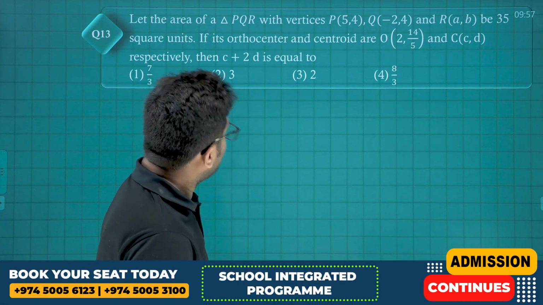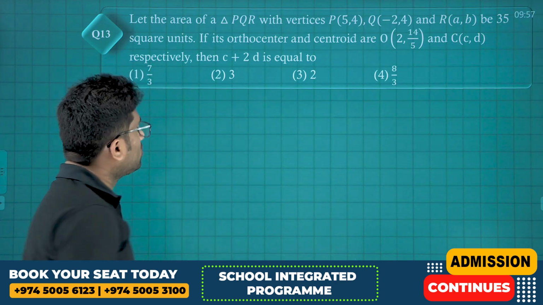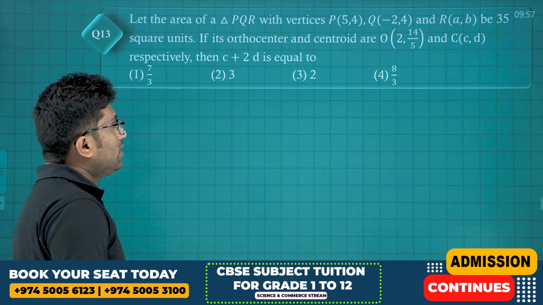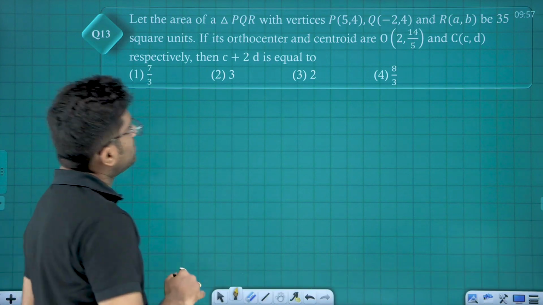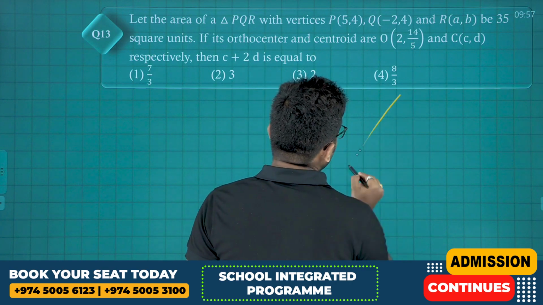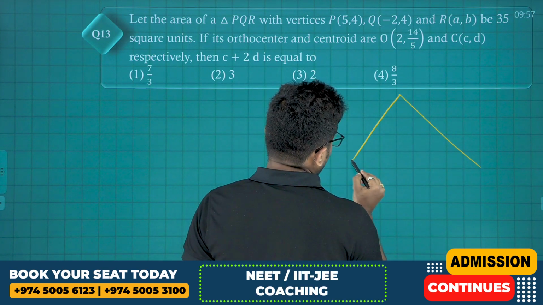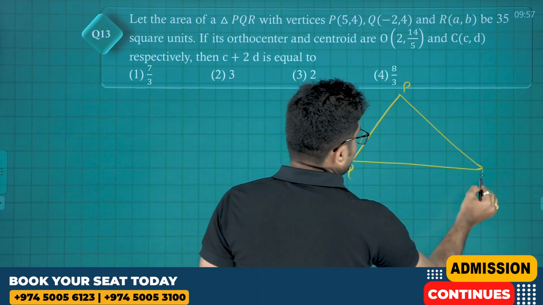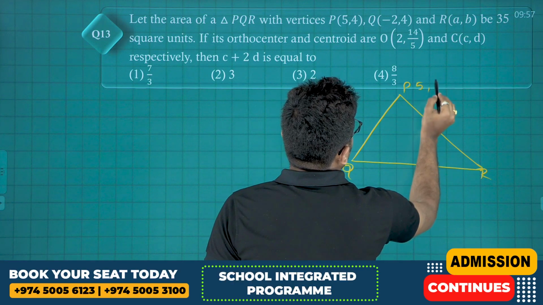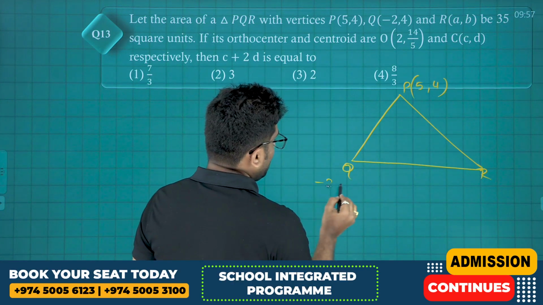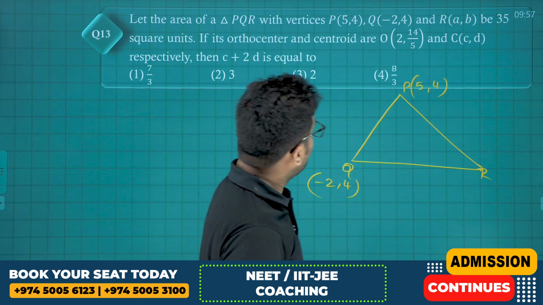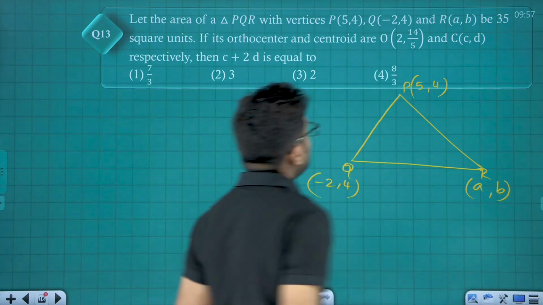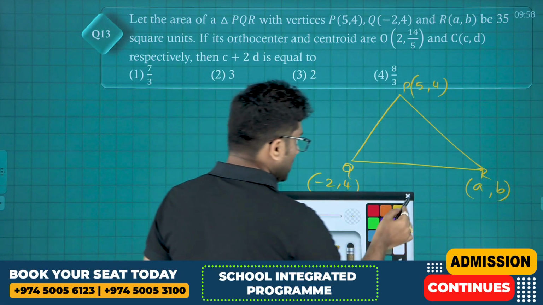Next question. Let the area of a triangle PQR be given, with vertices P(5, 4), Q(minus 2, 4) and R is A comma B. Its orthocenter and centroid are given. Then we have to find the centroid of the triangle. To get the centroid of the triangle, we need another vertex. Let's see. PQR is a triangle. Vertices 5, 4, minus 2, 4. R is some A, B.